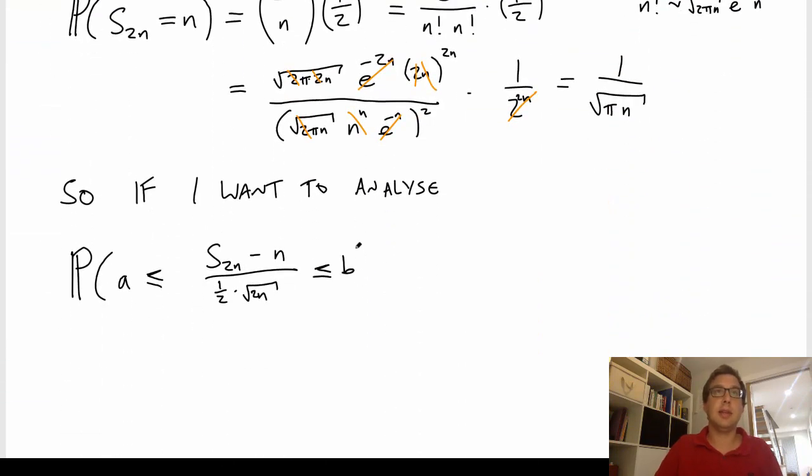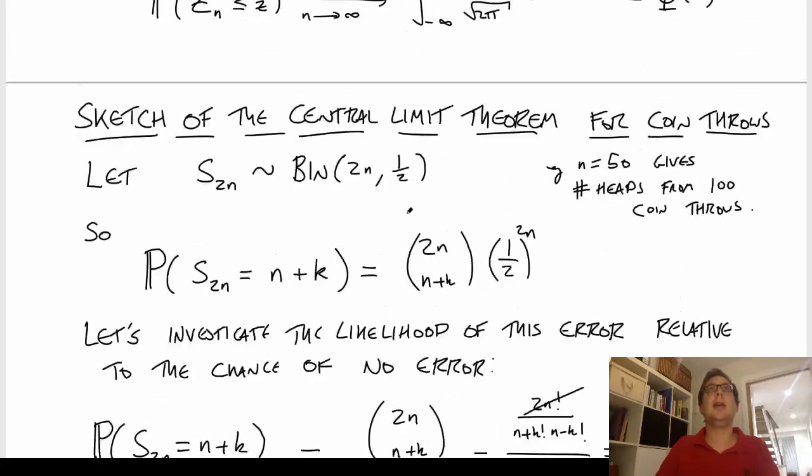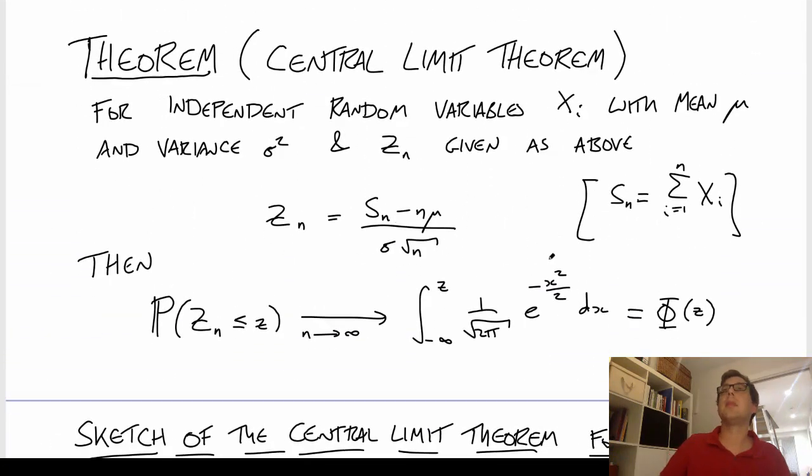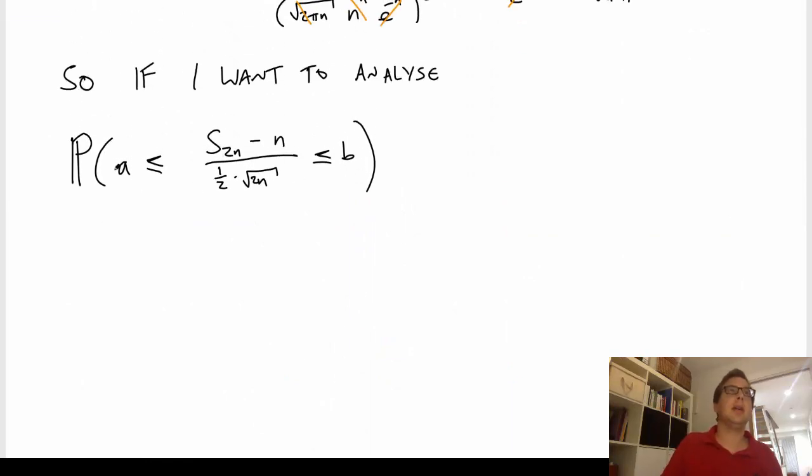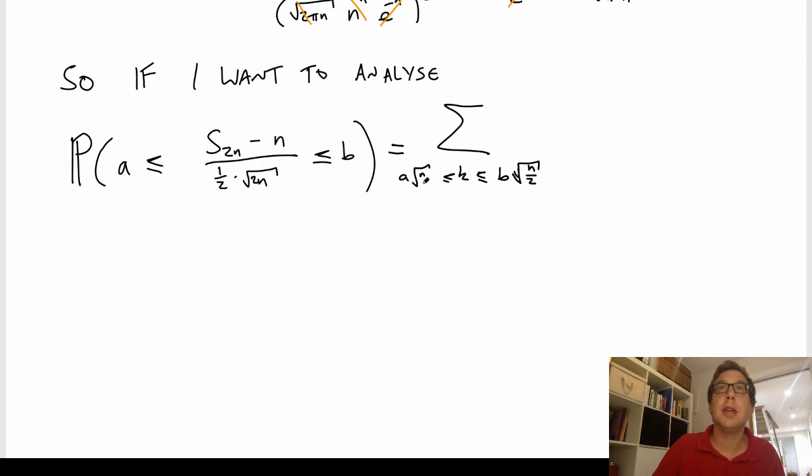And what to ask about this? I'm asking exactly about this, the probability that this is less than some value z. I'm actually looking at it less than some value b, but also bigger than some value a. Really, that's just the sum of a bunch of values of k, which fit between a lots of square root of n divided by square root of 2 and b lots of square root of n divided by 2.